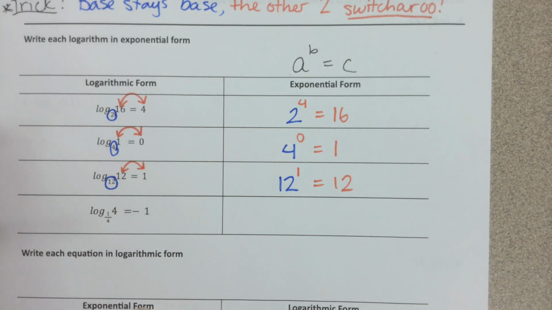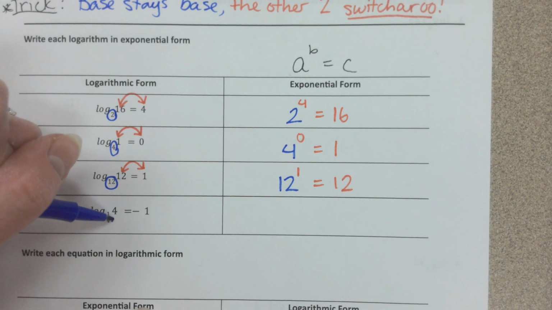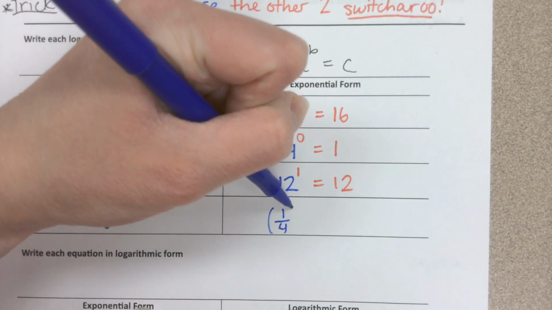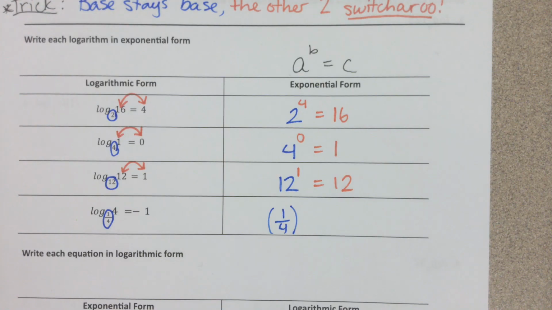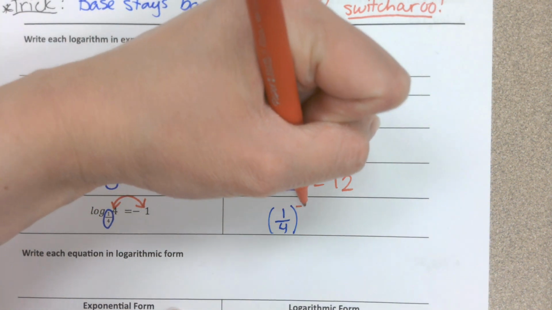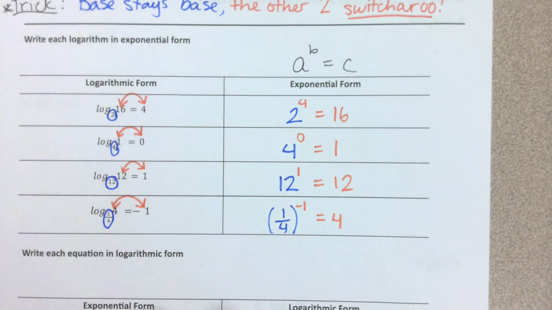Fourth example, log base 1/4 of 4 equals -1. Base stays base. My base is a 4th. And for good measure, I'll use parentheses. We typically use parentheses in the exponent case anyway. The other 2 switcheroo. My exponent is the -1. 4 goes on the other side of the equal sign.